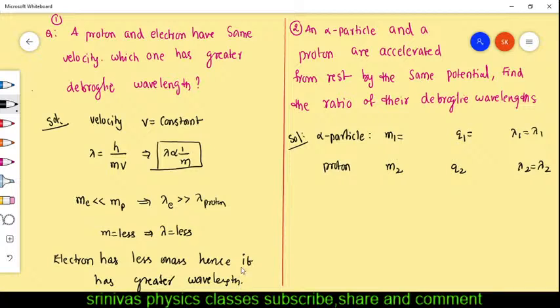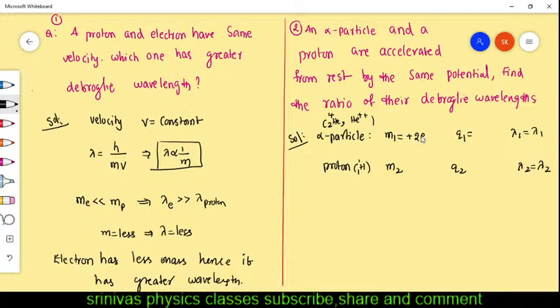Okay. Try for the next one. Second question. Good, Aditi. Next question is that alpha particle. Do you know what is alpha particle? What is proton? Proton means 1H1. Alpha particle means a double ionized helium atom, 2He4. Helium plus plus actually. Helium plus plus is called the alpha particle. Double ionized helium atom. Two electrons are removed from helium. That's why it has the plus 2e charge.